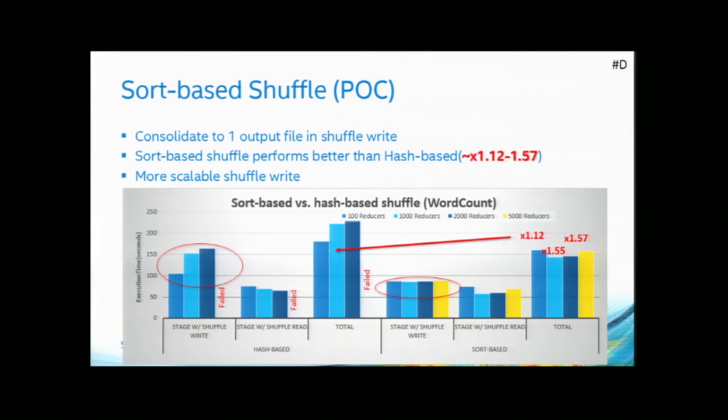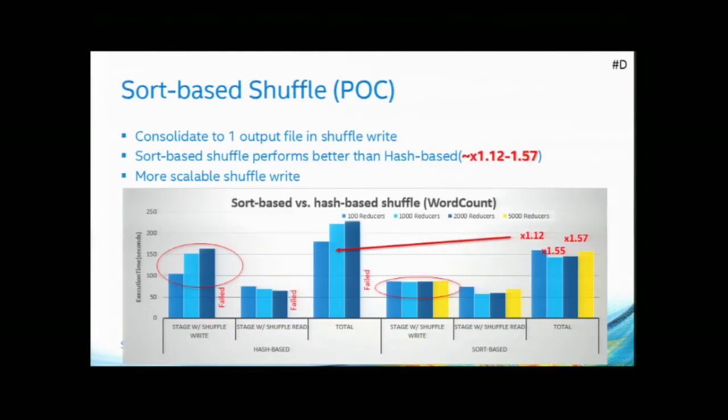Another thing is we just use a shuffle light workload, say word count. Even for that shuffle light workload, by using the sort-based shuffle, you can see there is still a performance improvement. And the last one, but also a very important one, is we solved that scalability issue. You can see those circle bars on the left side. While we try to increase the reduce number, the total running time becomes longer and longer. But by using the sort-based shuffle, you can see the running time doesn't change a lot.